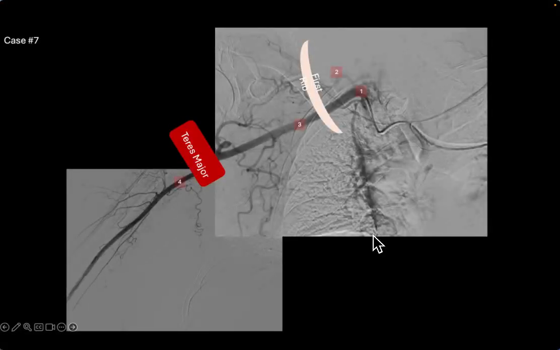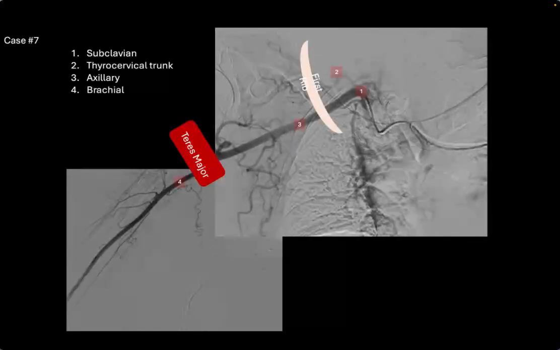All right, case 7, name the structures. All right, so this is an upper extremity angiogram. We're injecting from basically the level of the subclavian artery on the right.